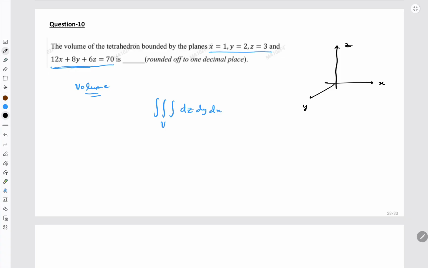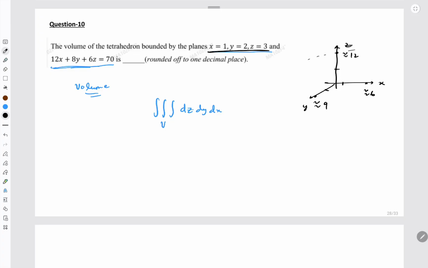So if we put y and z as 0, I will get 70 by 12, that is approximately 6. Right? If I do this same thing for y, that will be 70 upon 8, that is approximately 9. And for z, it is approximately 12. So this plane is passing through x, y, and z like this. And we have been given bounds of x, y, and z as well. X is equal to 1, y is equal to 2, z is equal to 3.